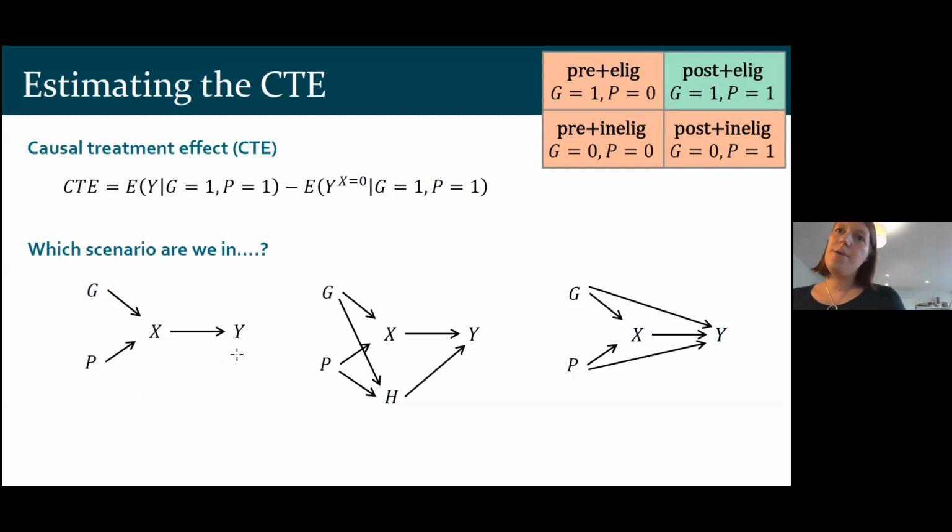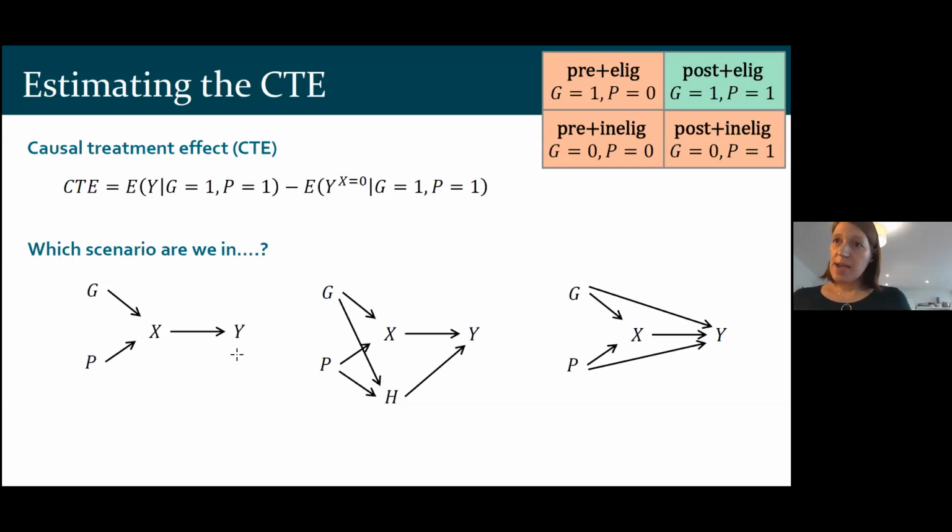So the second scenario has a link from G to Y and P to Y that doesn't go through the treatment. It goes through what we're calling these H variables. They represent health status, and these are measured health status variables. So in the application later, we put quite a large number of variables in there, like whether people have CF-related diabetes, what other treatments they might be using, when they have certain infections, and so on. But the key thing is that they're measured things, observed things.